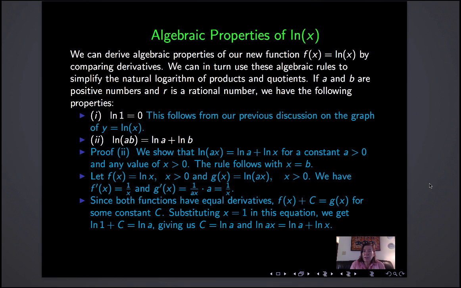So we must have a constant c for which f of x plus c is equal to g of x. Now we can actually find the value of this constant by substituting, say, x equals 1, and in that case we get an equation, the natural log of 1 plus c equals the natural log of a, so this tells us c has to be the natural log of a. So then we get the natural log of a times x is the natural log of a plus the natural log of x, and now if I put b in there instead of x, I get rule number 2.